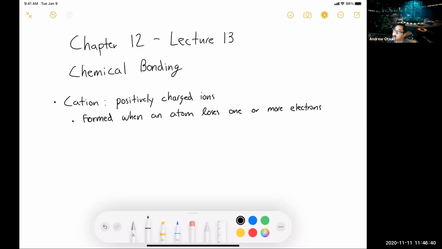You could think of it like cats are positively charged. I think there's an expression like that. I don't know, it's something I remember from culture or something. But you can think of that, and the opposite of cation is anion. If you think of antagonists, they tend to be the bad guys, so they're negatively charged. So, anion.